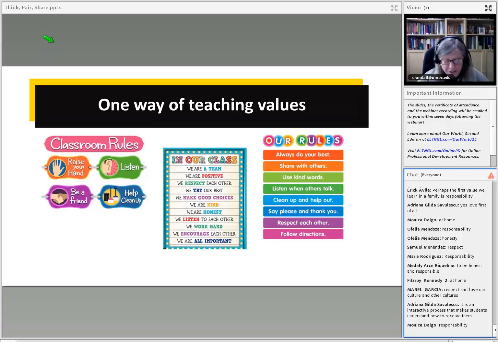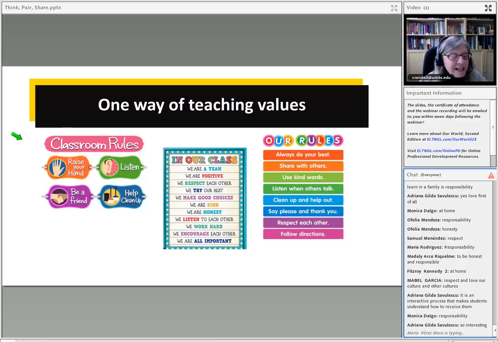So in front of you here is one way of teaching values, and this should look like something that you've seen before. In fact, you probably even have it in your classrooms. The very simplest classroom rules are the ones here on the left-hand side, with some illustrations and very simple rules of raising your hand, listening, being a friend, and helping to clean up. I was really glad to see that being a friend is here, because the other ones are the kinds of things that somehow teachers use to manage the class. But being a friend is also pretty important.